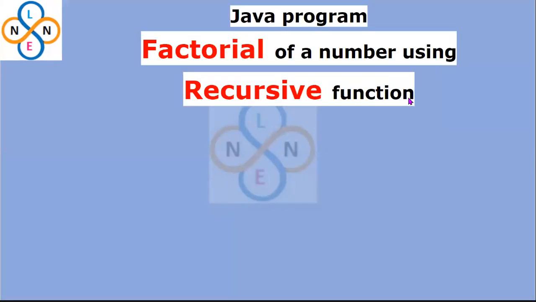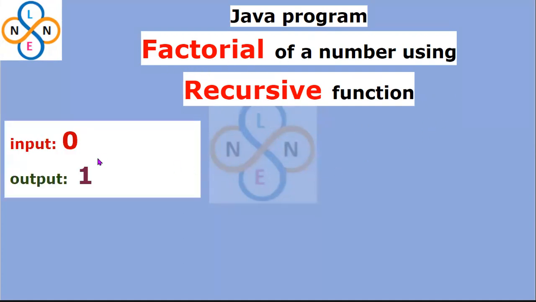In this video, we are going to discuss a Java program to find the factorial of a number using a recursive function. So what is this recursive function? The same function will be executed again and again until a condition is satisfied. That's called a recursive function. So we'll understand this with the help of this factorial program.